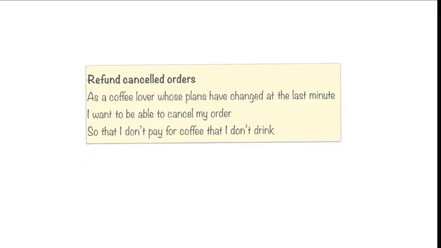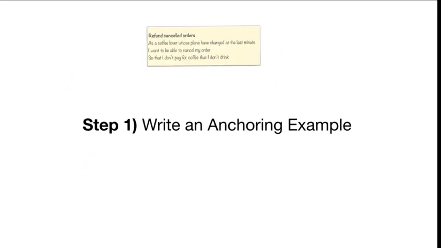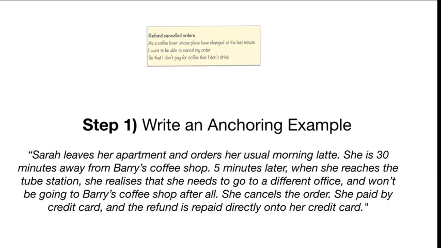First of all, we start with an anchoring example. Anchoring examples are detailed concrete narratives of one user's journey through the system. The anchoring example is mainly used as a conversation starter to get people thinking about the different variations that might happen. Here, for example, we've got an anchoring example that reads like this.